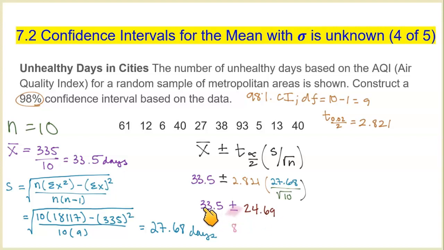So we have an average of 33.5 days, and we're subtracting and adding 24.69 days to that number. So that's going to create an interval of 98% confidence for us that we are capturing the true mean number of unhealthy days for these metropolitan areas. So we look at the true mean, which is mu, right? That's the population average, is somewhere anywhere from 8.8 to 58.2 unhealthy days for, let's say, all metropolitan areas.